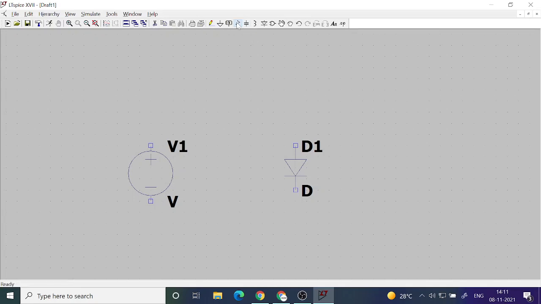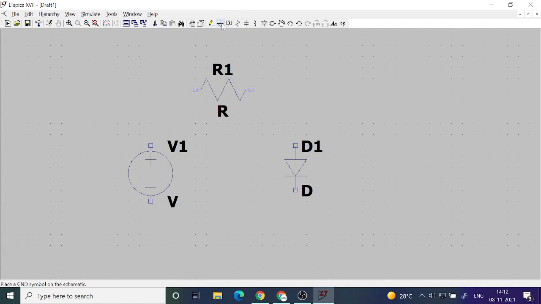It is better to put one series resistance, though in simulation it is not essential, but when you do it practically you need to put a series resistance. The purpose is to limit the current. So we can call this resistance the current limiting resistance.